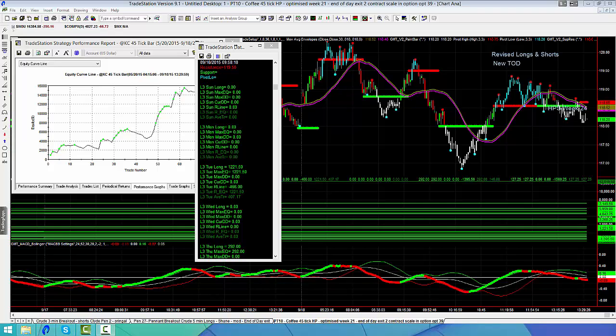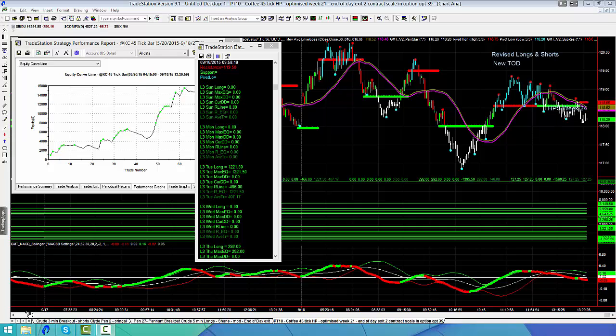I want to take you through a bit of a revision on our PT10, which is our coffee strategy. What I'm looking at today is an optimization for week 39, because every 4 weeks we re-optimize the strategy, stops, targets, trailing stops, and time of the day analysis. And what I've done is I've basically had a look at the system.